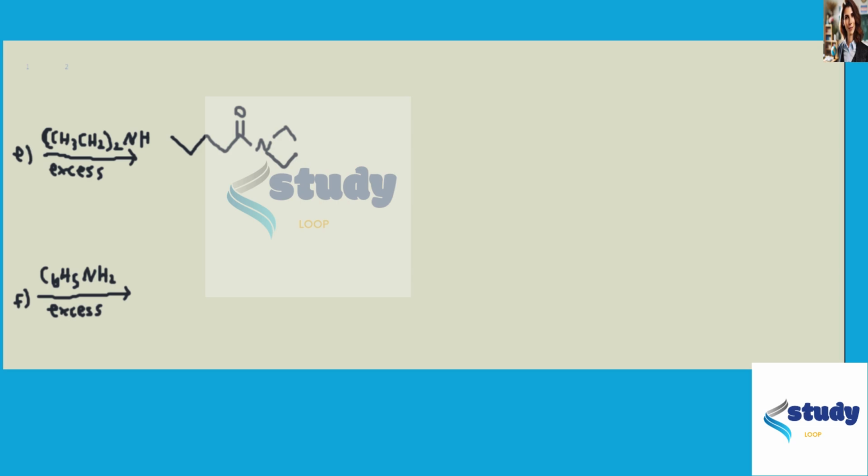Okay, and so lastly for F, this time we're using a primary amine, and we're still going to get an amide, and it's just going to be the amide with the aromatic ring on it. Okay, so there we go.